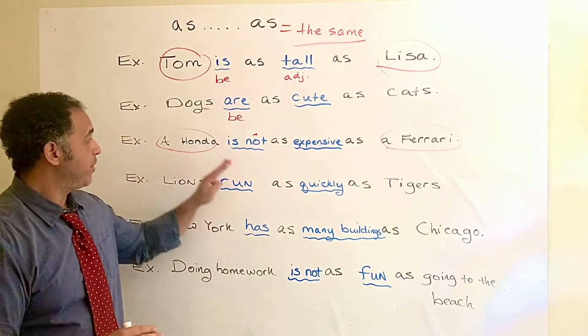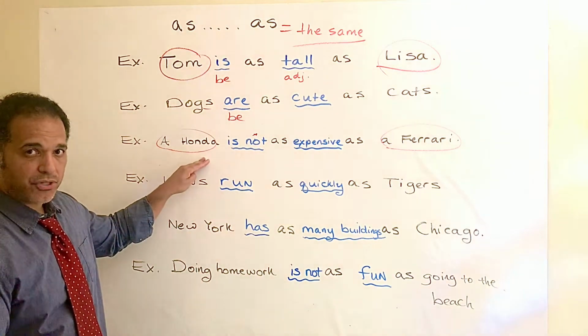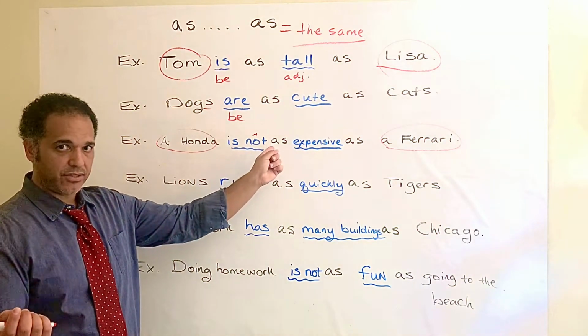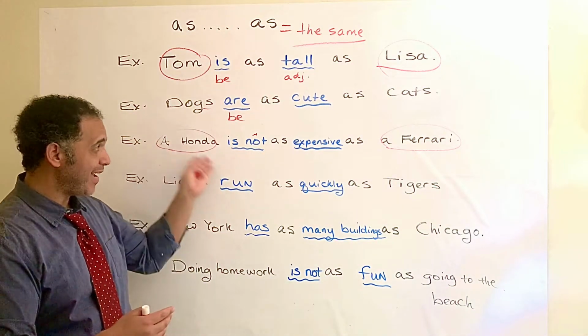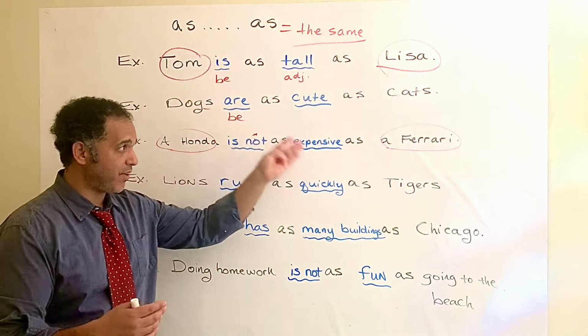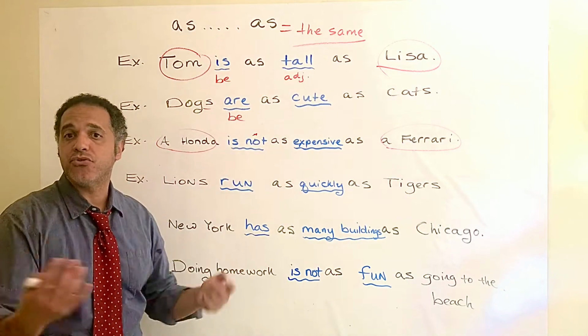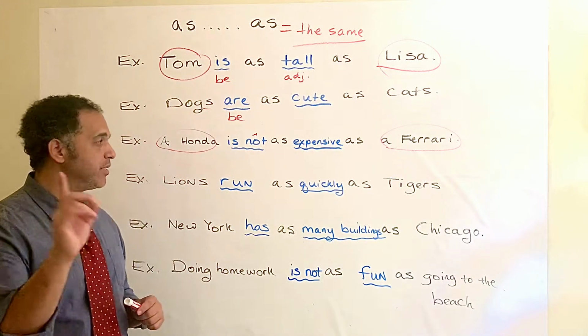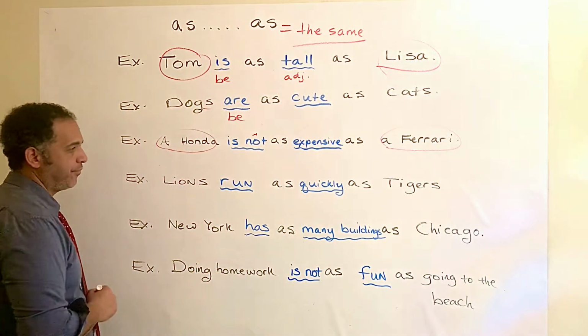Now, in another video that I'm going to do pretty soon, I'm going to talk about another way that you guys can say this. Instead of saying a Honda is not as expensive as a Ferrari, you can use something else in English which we call a comparative. But anyways, that's going to be for another video.